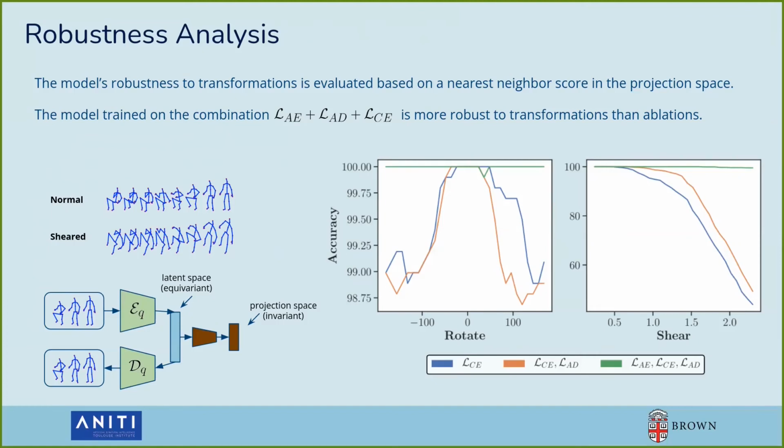In this experiment, we find that for all degrees of the transformations, shear and rotate, the model with the highest action recognition performance is also the most robust to transformations.